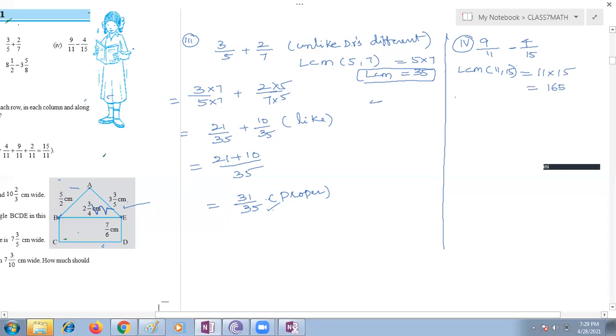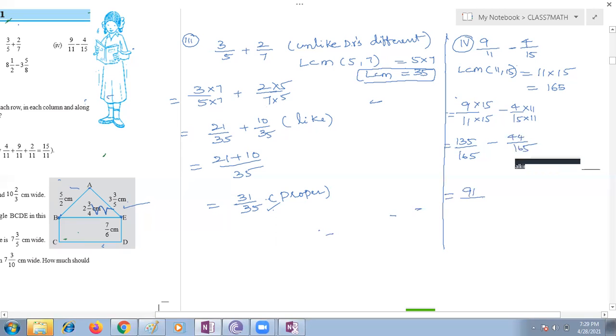Ma'am, I sent the answer for the sixth one also. Did you check that? Yes, I will check. Now 9 by 11, just cross multiplication, because there are only two numbers with no common factor. You can cross multiply in this case. So 4 by 15, the denominator is 11. You have to multiply both sides with 11. So 15 nines are 135 by 165 minus 44 by 165. If you subtract both the numbers, 135 minus 44, we get 91.